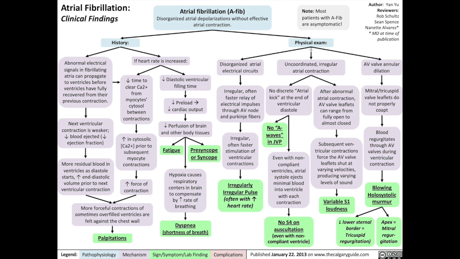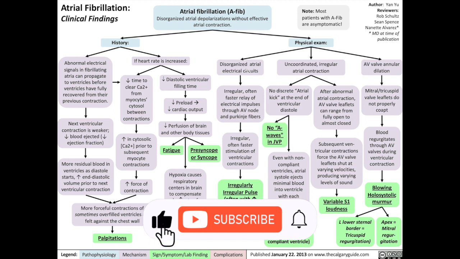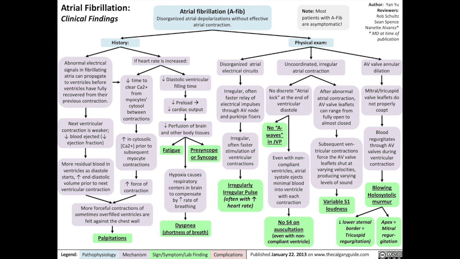On physical examination, disorganized atrial electrical circuits will lead to an irregular, often faster relay of electrical impulses through the AV node and down the Purkinje fibers of the ventricles. This will lead to irregular, often faster stimulation of ventricular contractions, which in turn leads to an irregular pulse, often, but not always, with an increased heart rate. Uncoordinated, irregular atrial contractions also mean there is no discrete atrial kick at the end of the ventricular diastole. Thus, there are no A waves seen in the JVP. For more on what the JVP means, see the Calgary Guide slide or video on the jugular venous pulse.